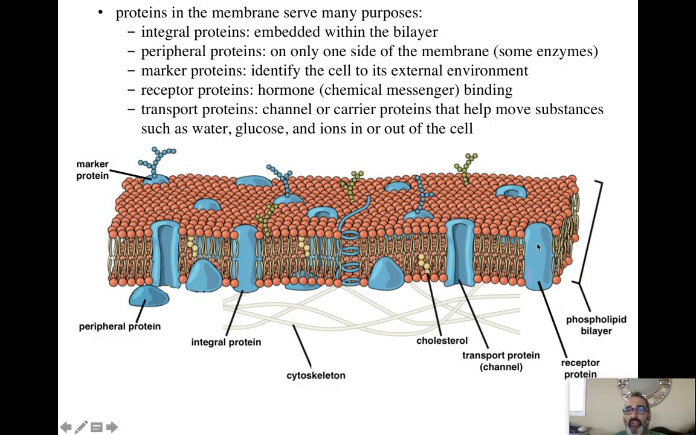Receptor proteins help signal the cell. They let it know what's going on. All right. Marker proteins identify a cell. This is how, if you have a transplant and you get a foreign cell inserted in your body, if your body rejects it, it's because your immune system does not notice the marker proteins as belonging, so your own immune system will attack it. So these tell a cell that it belongs there.